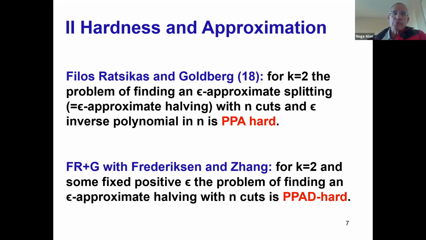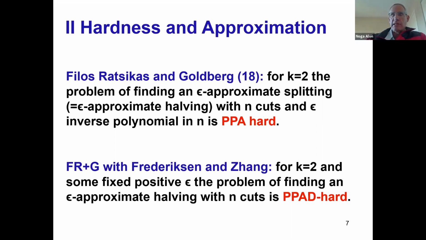And this was proved a few years ago by Aris Filos-Ratsikas and Paul Goldberg, and then in another paper with Fredrickson and Zhang. I'll not talk too much about these complexity classes, but PPA and PPAD were introduced by Christos Papadimitriou in '94. They have to do with the problem of finding solutions to problems that always have a solution and for which checking that a solution is indeed a solution can be done in polynomial time.